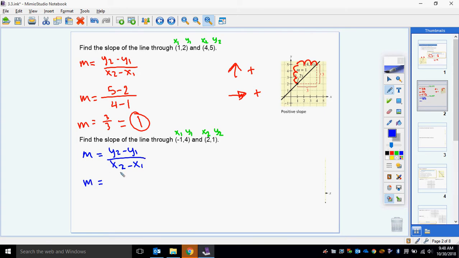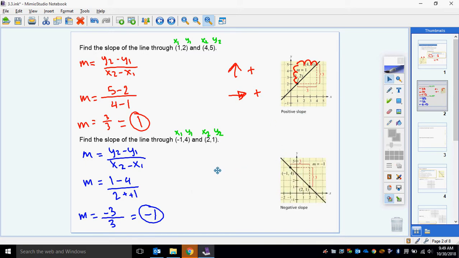y2 minus y1 becomes 1 minus 4. x2 minus x1. Notice how I wrote minus and then a -1, just so I'm keeping my signs straight. 1 minus 4 is -3. 2 minus a -1, minus a negative is like plus a positive. So that becomes a +3. So a -3 divided by a +3 would be a -1. So here we have a negative slope.